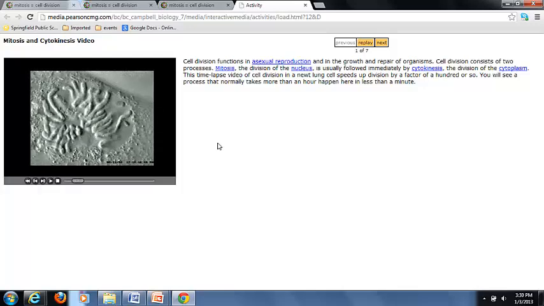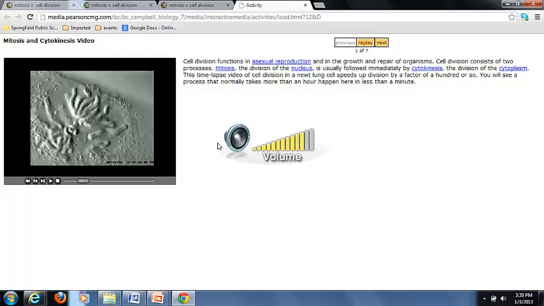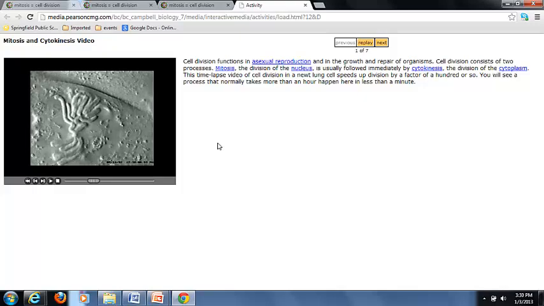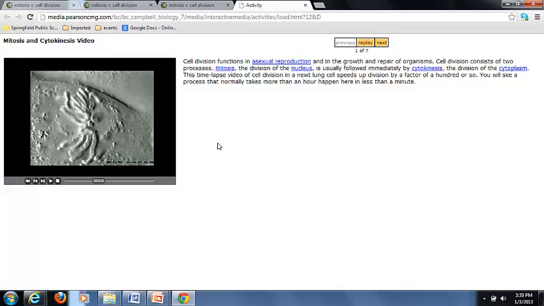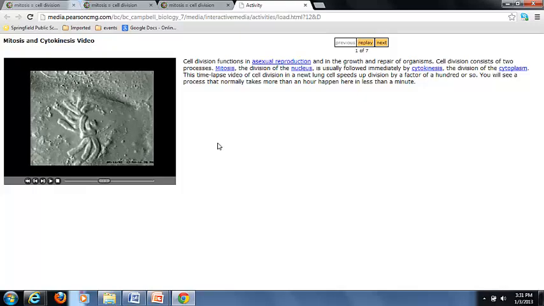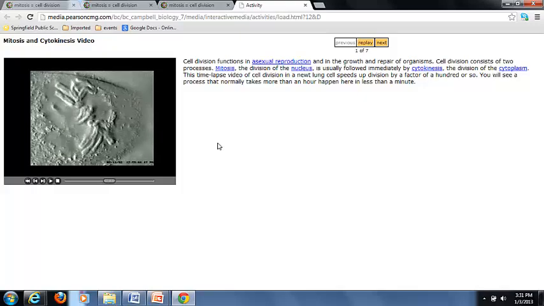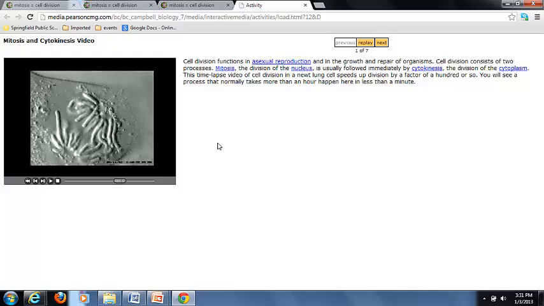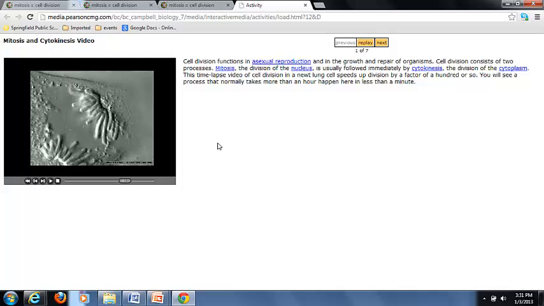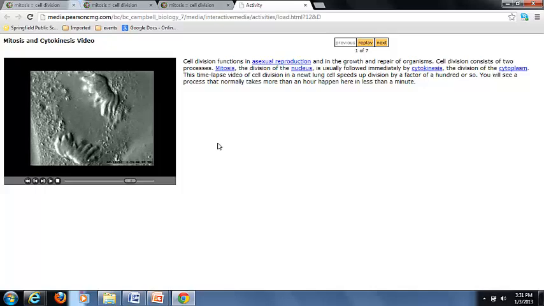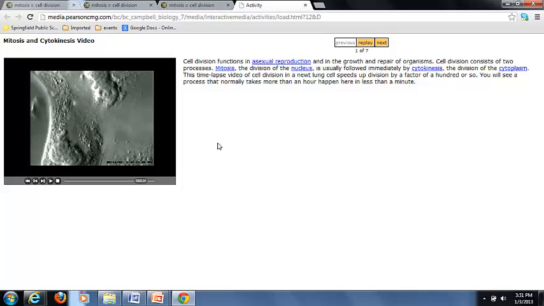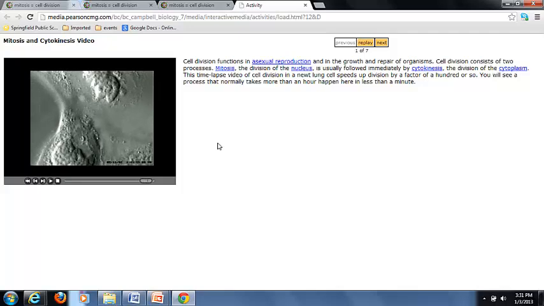functions in asexual reproduction and in the growth and repair of organisms. Cell division consists of two processes. Mitosis, the division of the nucleus, is usually followed immediately by cytokinesis, the division of the cytoplasm. This time-lapse video of cell division in a newt lung cell speeds up division by a factor of 100 or so. You will see a process that normally takes more than an hour happen here in less than a minute.